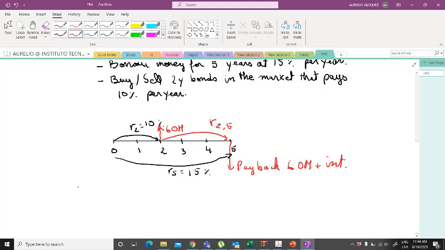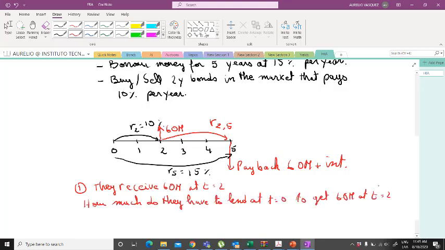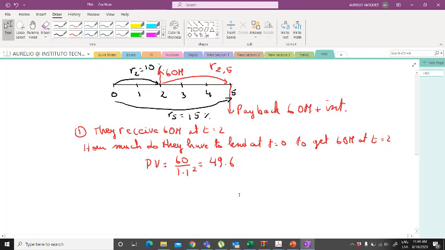So the first thing is that they receive 60 million at t equals 2. So the question is, how much money do they have to lend at t equals 0 in order to get 60 million at t equals 2? So basically you're looking at the PV of 60 million discounted at the rate of 1.1% for 2 years, and this would be equal to 49.6. So this is the amount of money that they would need to borrow today. And the second question is now, where do they get the 49.6 million at t equals 0?